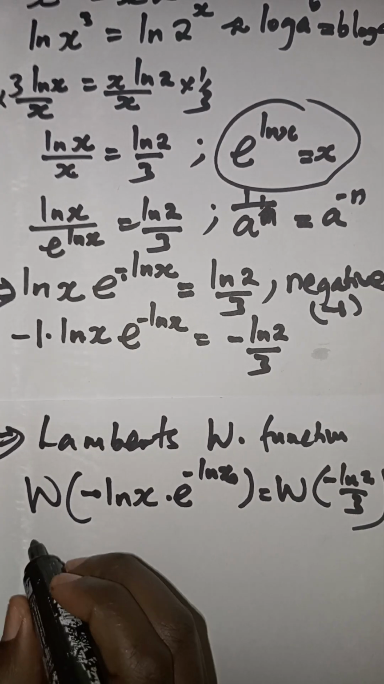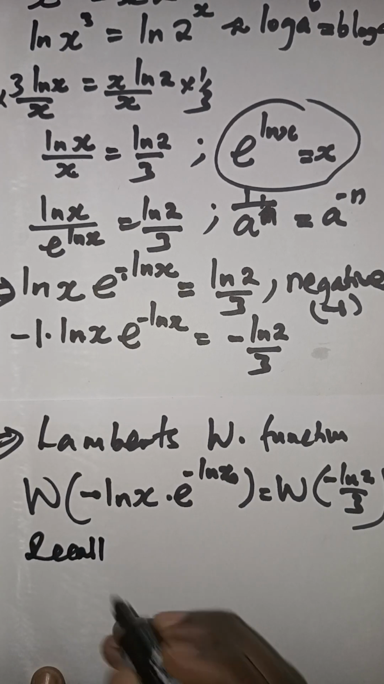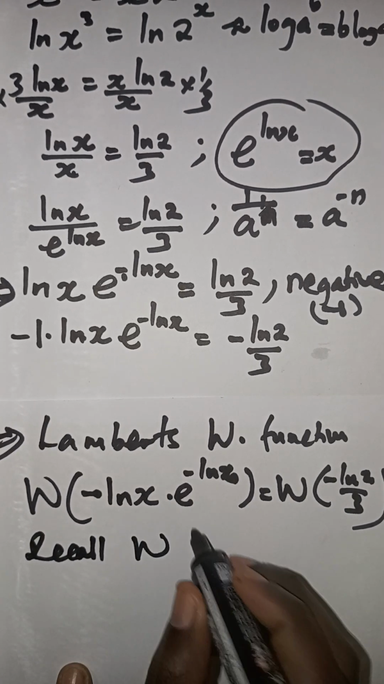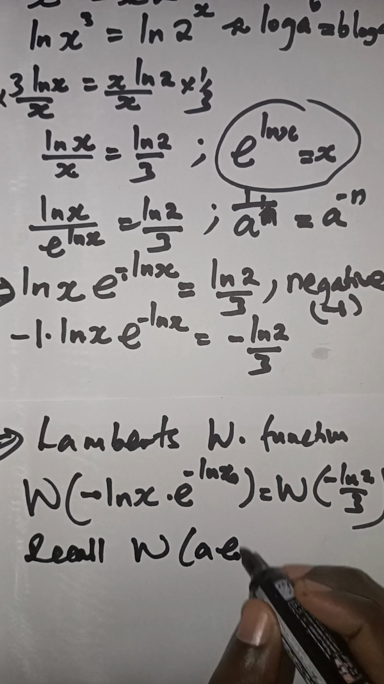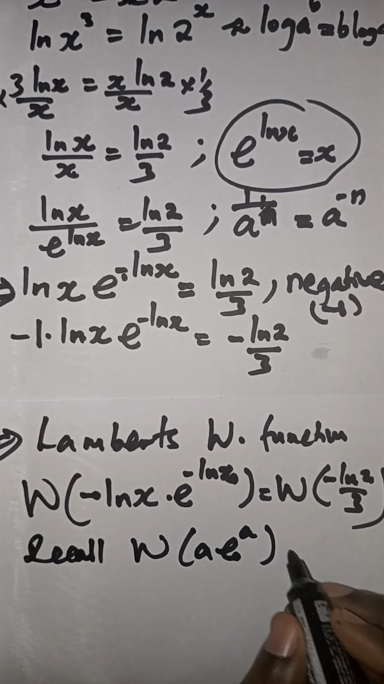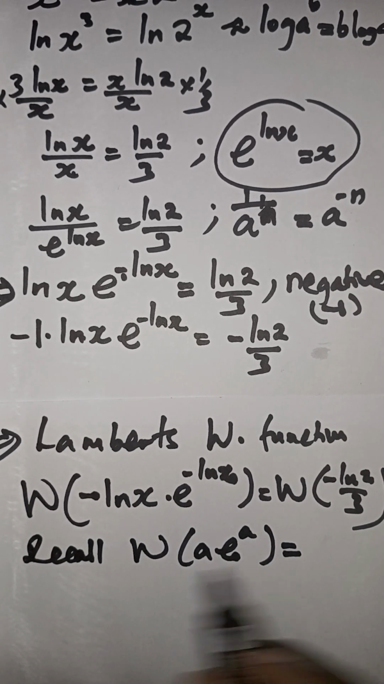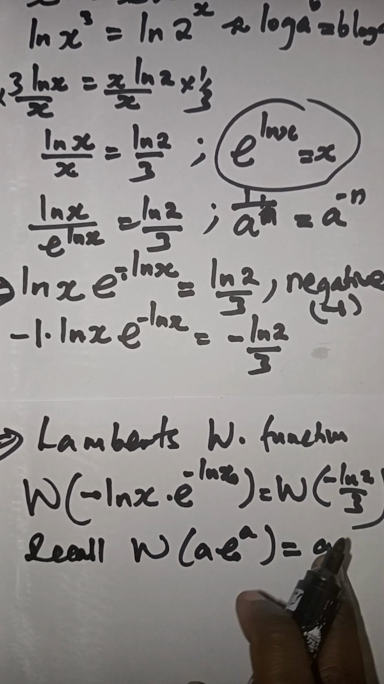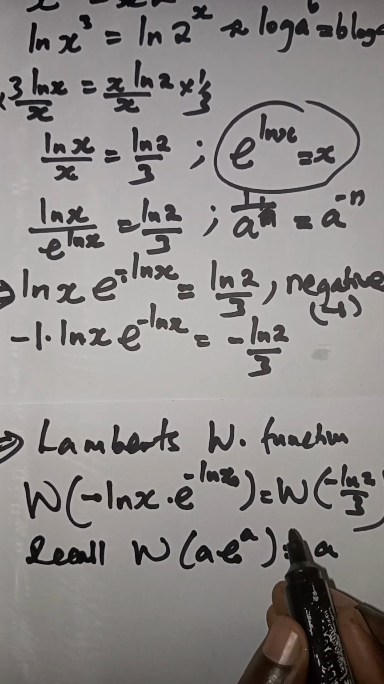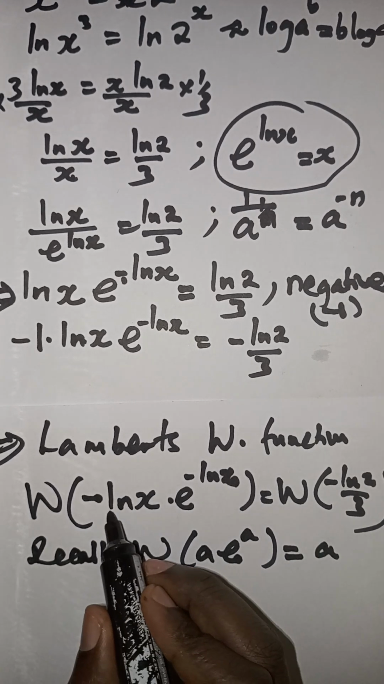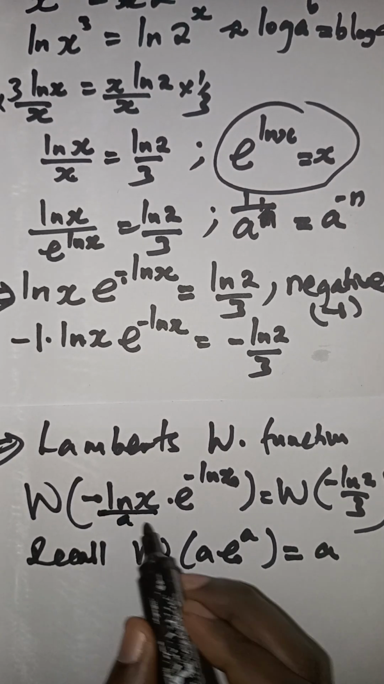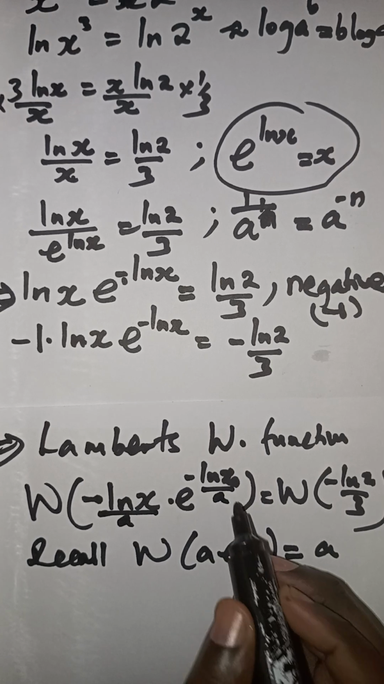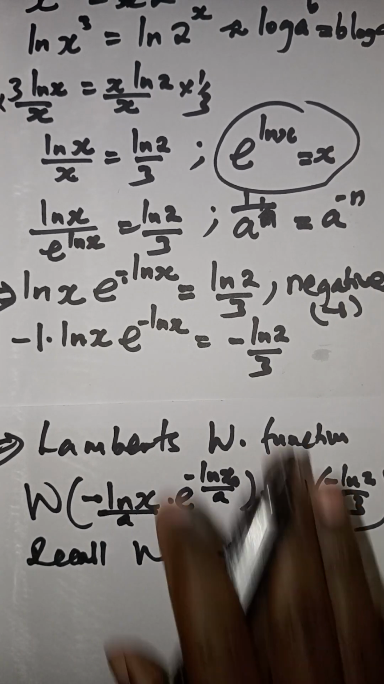And you also need to recall again that wherever you have the W of a times the exponential of a, then this goes without saying that the answer is just a. Reapplying this here, then it's very easy to see that this particular function represents a and this particular function also represents a.